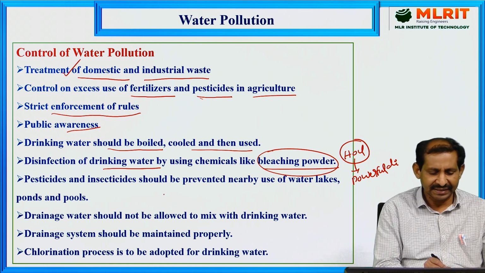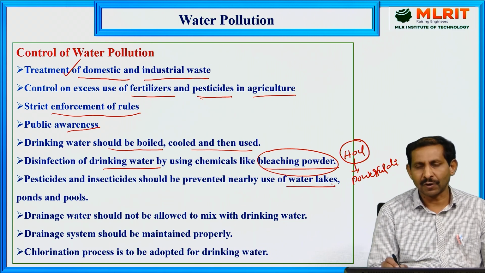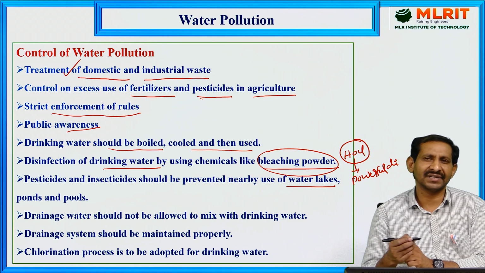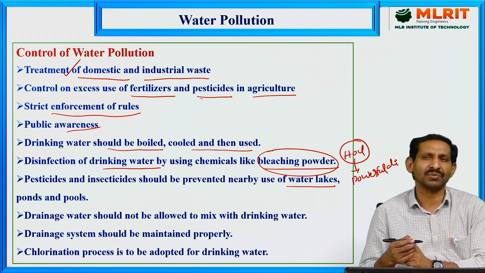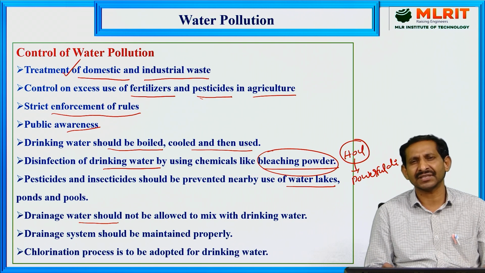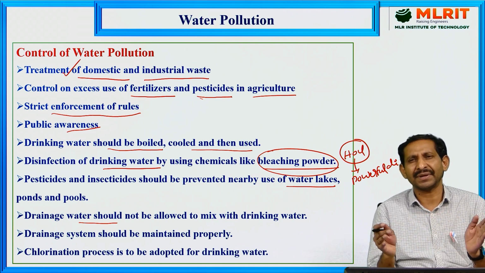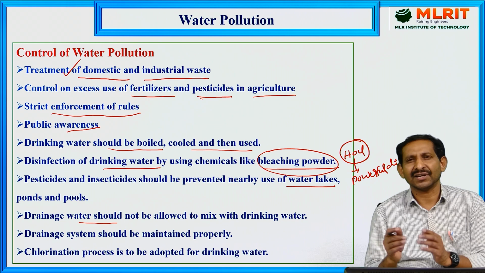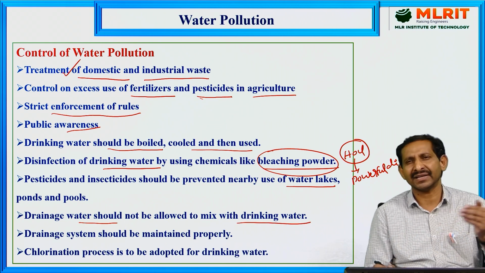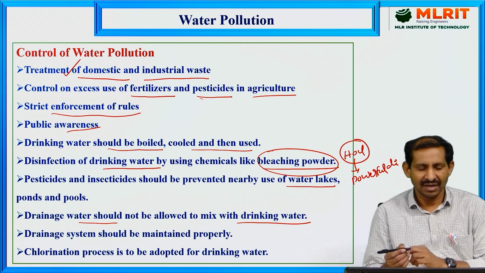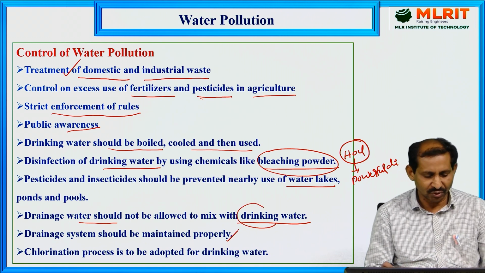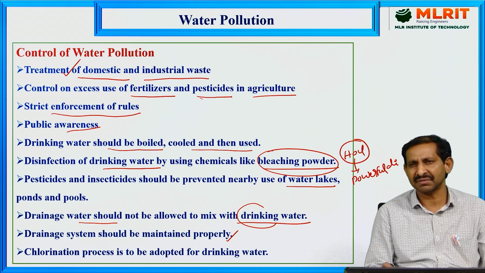Pesticides and insecticides should be avoided very near to lakes and rivers. The drainage water should not be allowed to mix with the drinking water, meaning these two should be kept separate. That is best for drinking water. When drainage water mixes with drinking water, a lot of problems arise. So the drainage must be maintained properly.